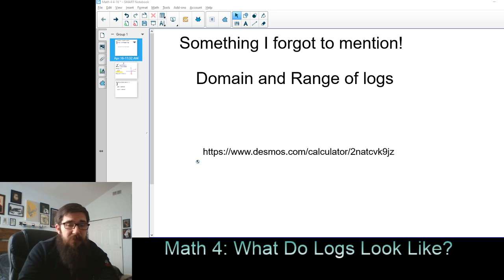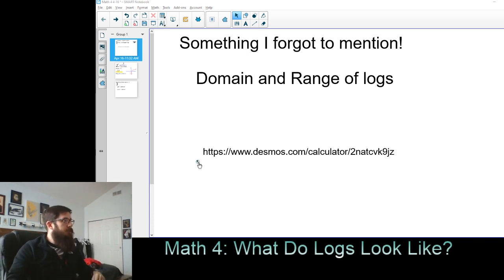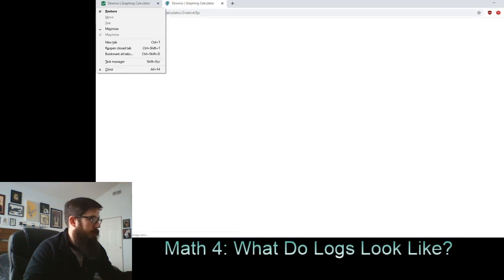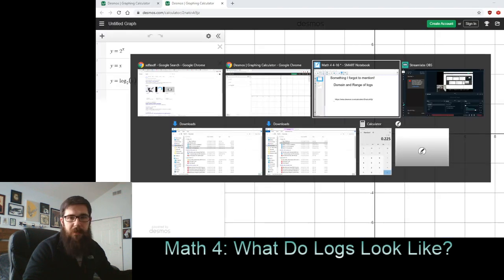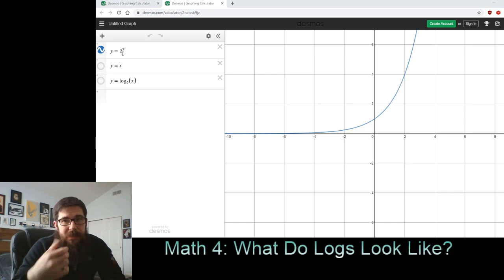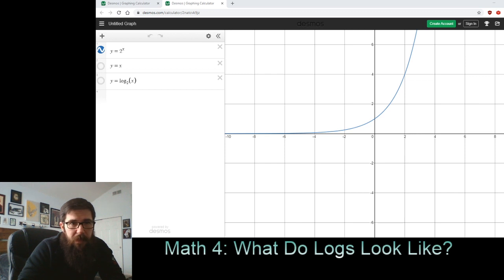Okay, something I forgot to mention for the domain and range of logs. I'm going to click on this link here. Showcase. Oops. That's why you keep the stream overlay open, so you can actually figure that information out. Okay. I've got 2 to the x here, which is an exponential function. I said that logs are the inverse of exponentials. Inverse graphs are reflected over the line y equals x.